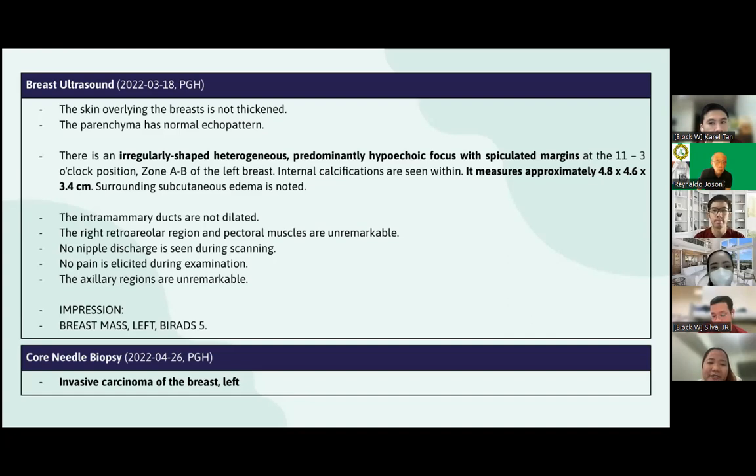And as for the impression nga po of the breast ultrasound of our patient, it's breast mass left by BIRADS 5, which is assessed as highly suggestive of malignancy, and the likelihood of cancer is more than or equal to 95%. So to confirm the result of our BIRADS, the patient underwent core needle biopsy, to determine the type of cancer, if meron nga po talagang cancer yung ating patient. And the result of the core needle biopsy nga niya po last year is invasive carcinoma of the breast left. Next slide, please.